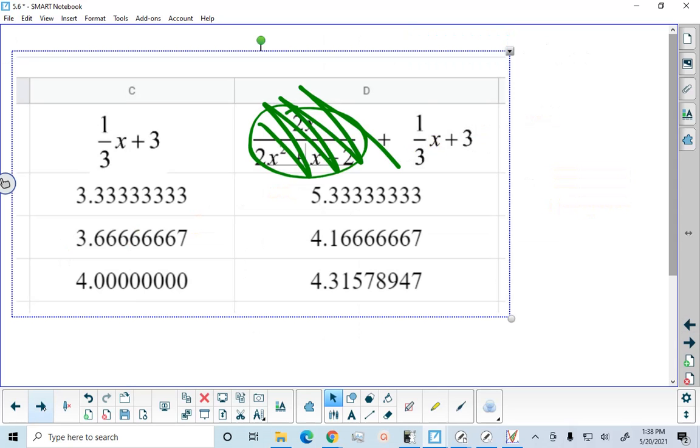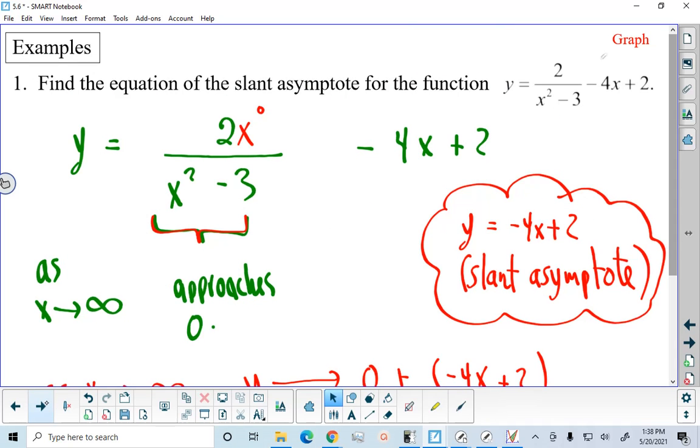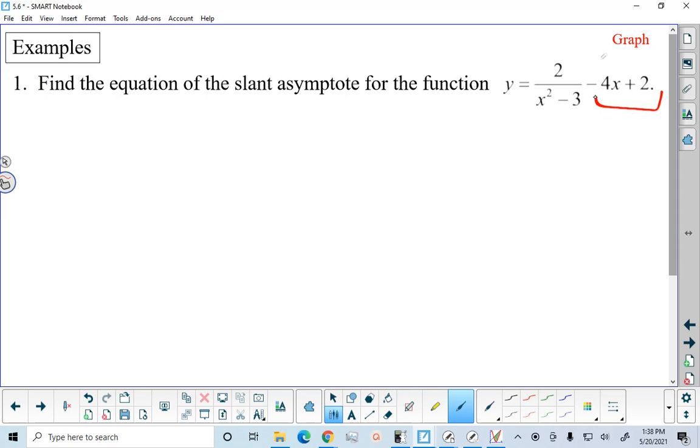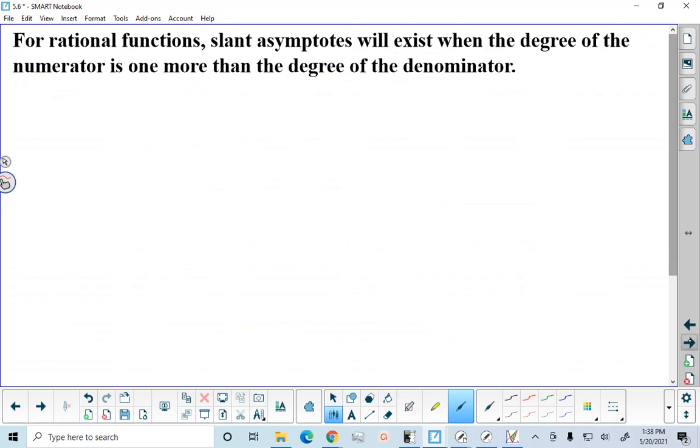Now we get a little bit of a twist because you can tell basically that the slant asymptote is this negative 4x plus 2 by looking at the equation. I'm going to erase all this. You can tell by looking at the equation because there it is. It's not always going to be that simple. So let's take a look at examples 2 and 3 now.